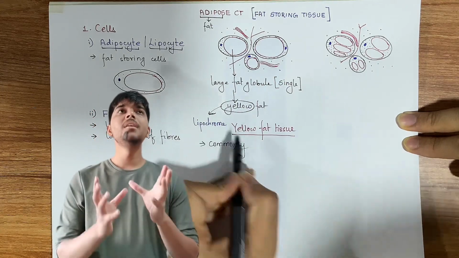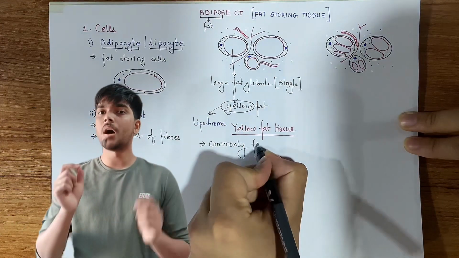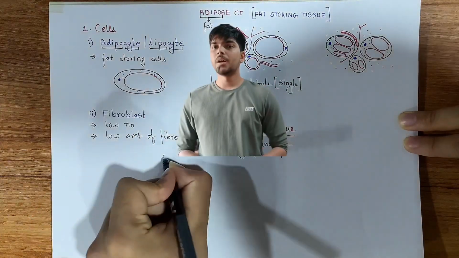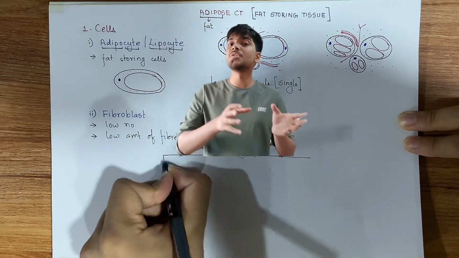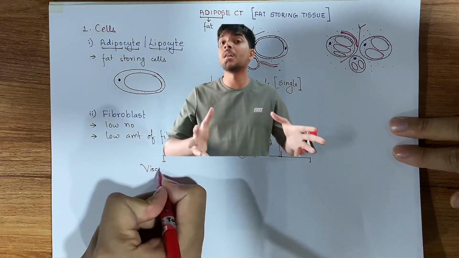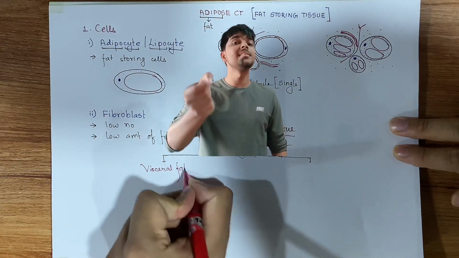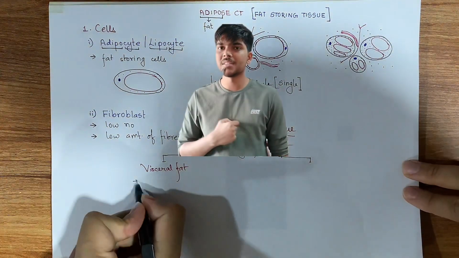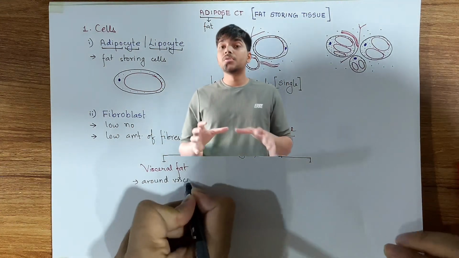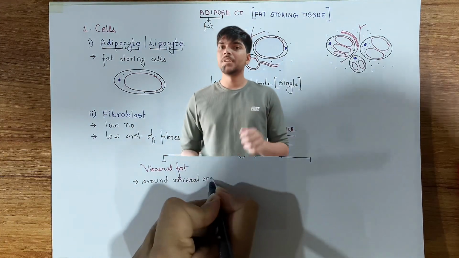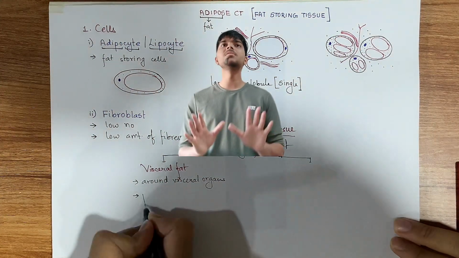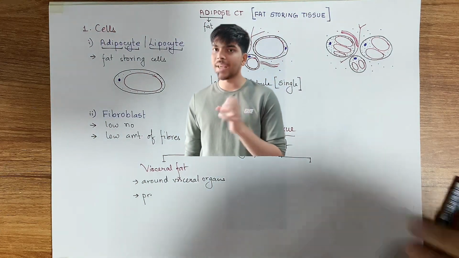Okay. Even this yellow fat, which is the most abundantly found fat in the human body, is of two types. There's your visceral fat and then there's your subcutaneous fat. Visceral fat is found around visceral organs. Visceral organs are the soft organs found in your body, such as the kidney, blood vessels, and heart, right? Around these soft organs, visceral fat is found. What's its function there? The function of visceral fat is to provide protection.